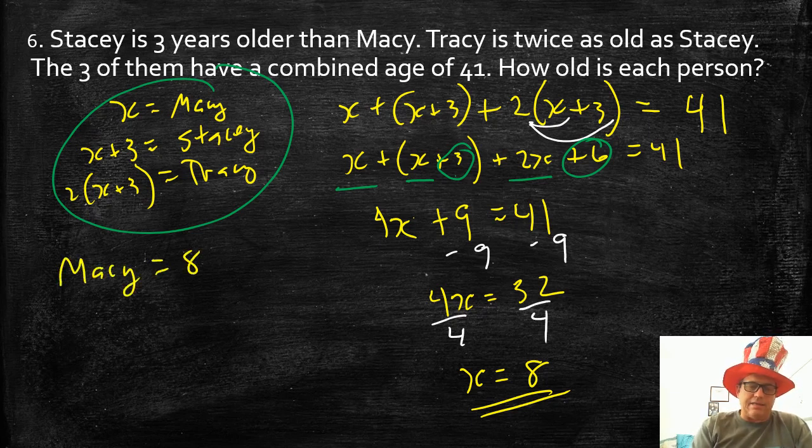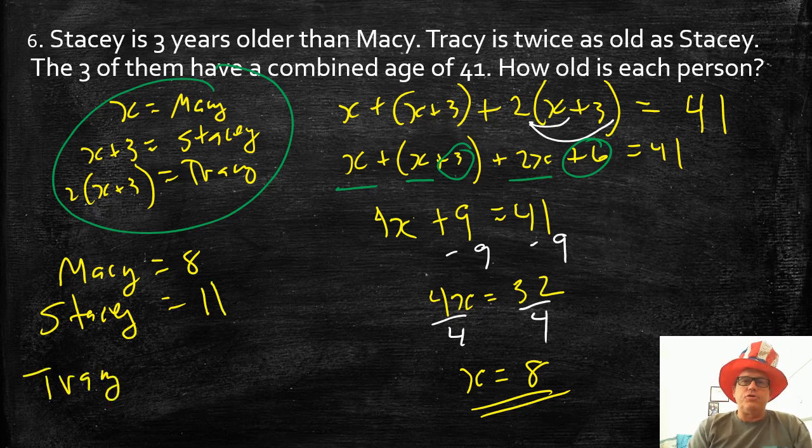So Macy is 8. Stacy is x plus 3. 8 plus 3 is 11. And Tracy is 2 times whatever Stacy is. Stacy's 11. 2 times that is 22. And if you add those together, hopefully you end up with 41, which this does add up to 41.